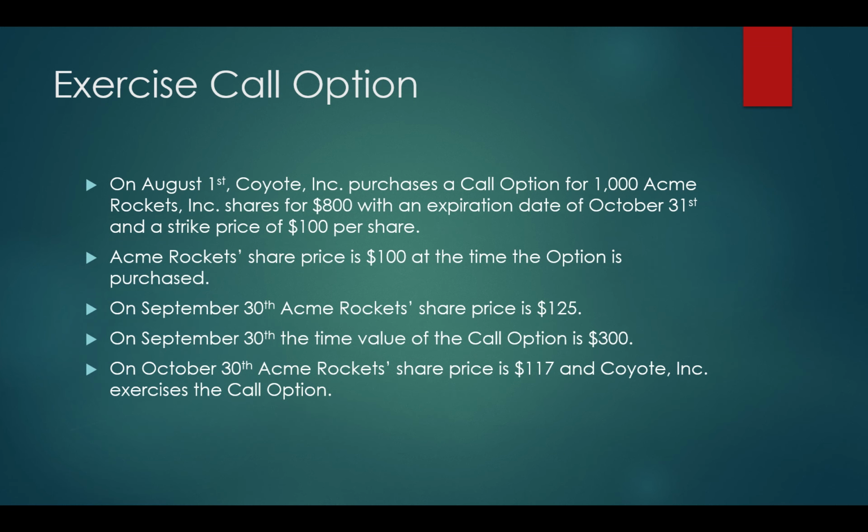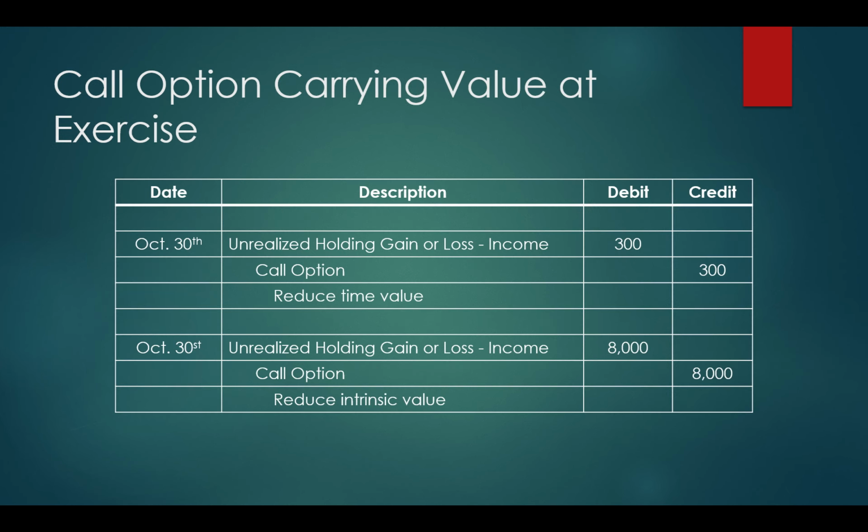Now let's look at a different example where instead of selling the call option, Coyote Inc. exercises its right to buy the 1,000 shares of Acme Rockets Inc. We have the same information except that instead of selling the call option on October 30th, Coyote Inc. exercises the call option to take delivery of the 1,000 shares at a share price of $117. The previous journal entries for purchasing the call and adjusting its value on September 30th are the same. The journal entry for reducing the intrinsic value from $25,000 to $17,000 is also the same as before.